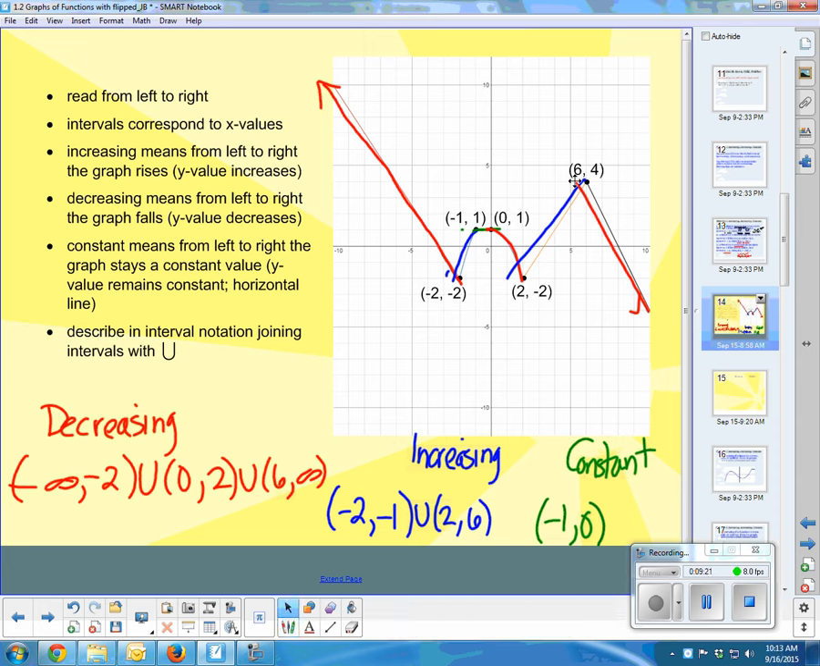So my intervals, if I'm going to describe the function, if I was asked, where is the function increasing, decreasing, and remaining constant? The function is increasing from -2 to 1, and then also from 2 to 6. So if I go from left to right, where is it decreasing? It's going from negative infinity to -2, and it's also going from 0 to 2, and it's also going from 6 to infinity. And then the only part where it's constant is from -1 to 0. Just remember, the parts you're describing are your x values.